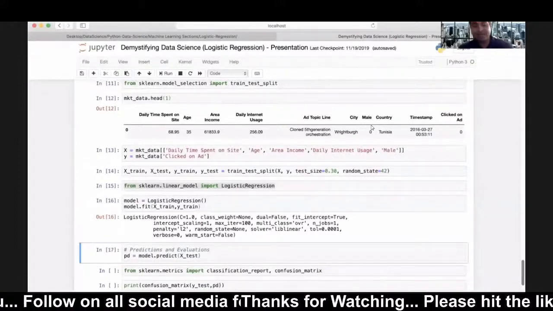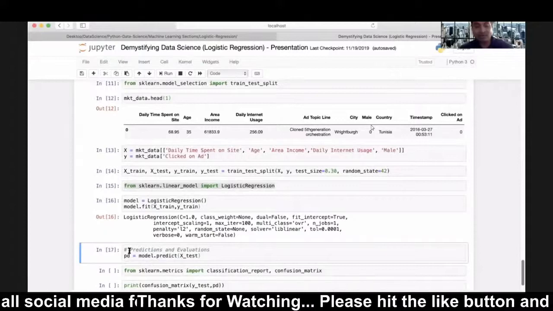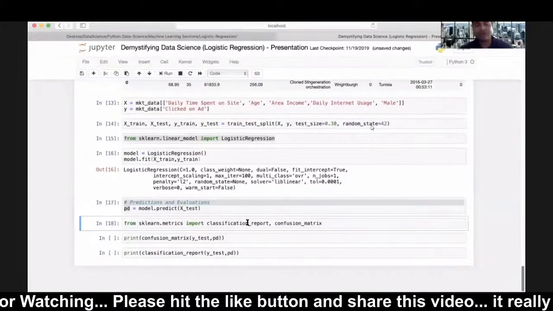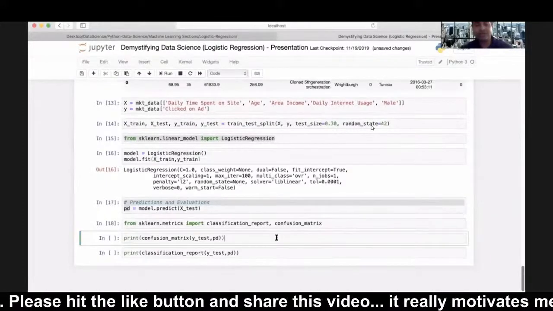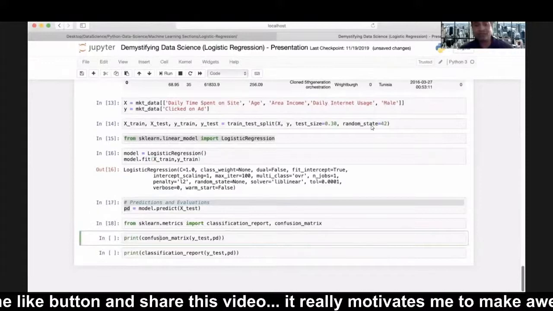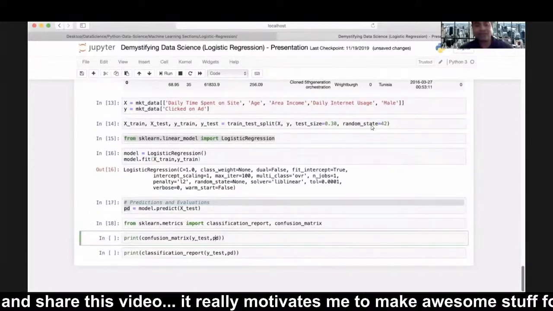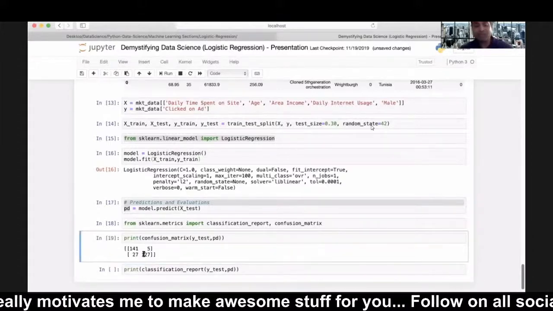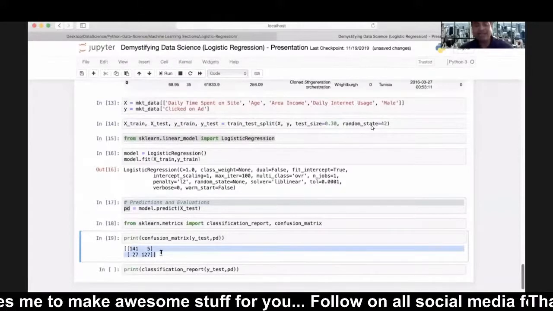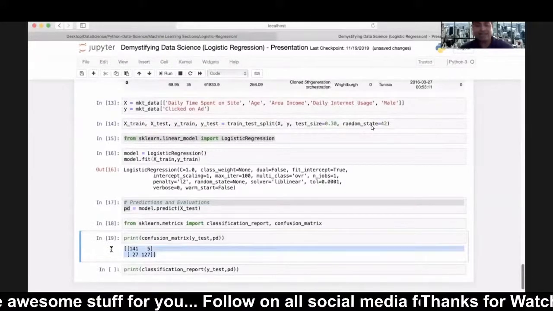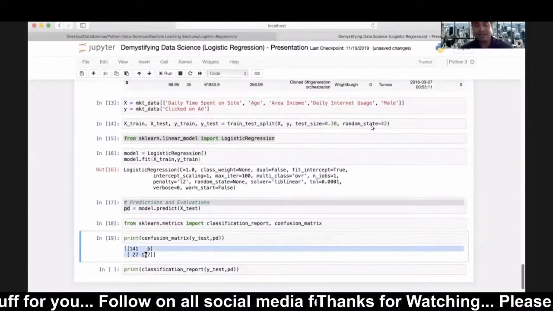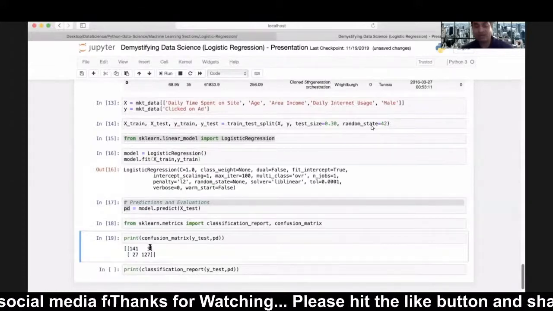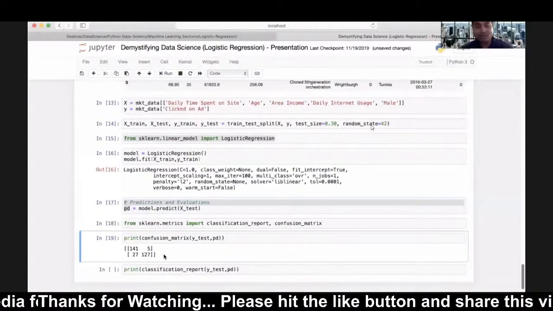This prediction has been stored in the variable called prediction. Now we can use the confusion matrix and classification report, comparing y test, the actual values, with the predictions. The true positives, true negatives, false positives and false negatives create a confusion matrix. There were 29 errors out of 300, which is okay, less than 10% for an algorithm like logistic regression.